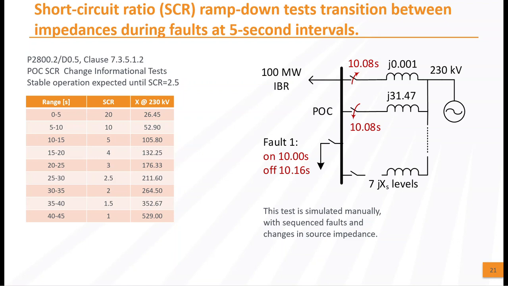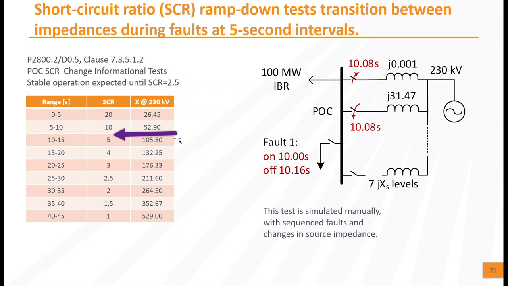The plant model test suite concludes with the short circuit ratio ramp down tests. And like I said, this is an interesting one. We decrease the short circuit ratio at the point of connection with transitions between source impedance during faults at 5-second intervals. So remember, the maximum short circuit ratio we could get was somewhere between 5 and 7, depending on which plant we're looking at, the solar or the wind. So we're not starting at 20, we're starting at 5 or 7.